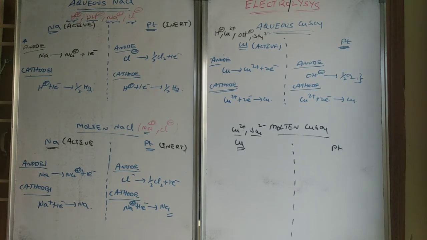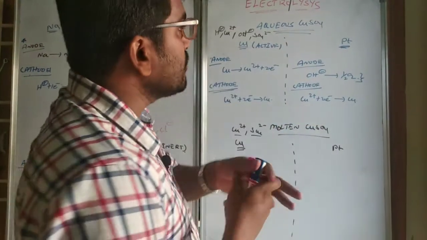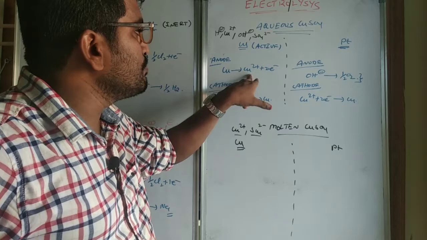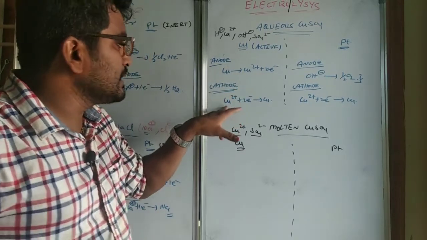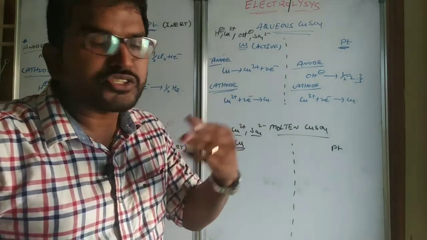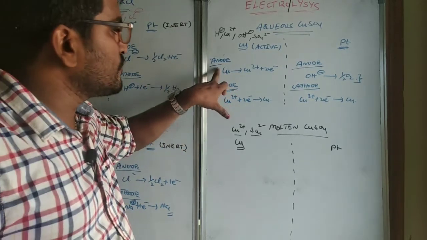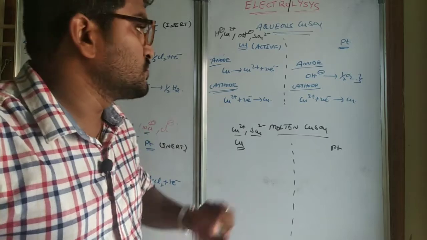If you do this reaction, this can be used in the electro refining of copper. In the electro refining of copper, they will take an impure copper rod and a pure copper rod here. So as the reaction is going on, whatever copper is present will dissolve from the anode and deposit at the cathode. That is the thing.